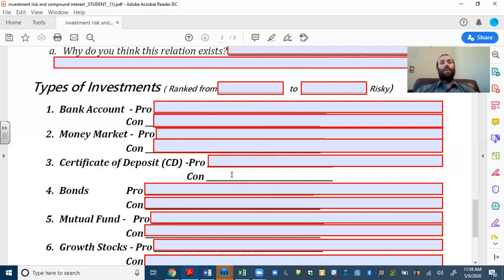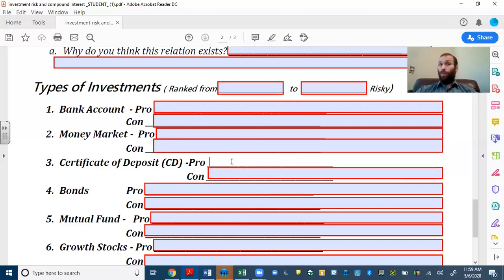A pro is the risk again. Banks are pretty safe, and CDs are an agreement. So when you say, I want 3% interest, and they go, you get 3% interest, you're going to get 3% interest. There's no real fluctuations in it.